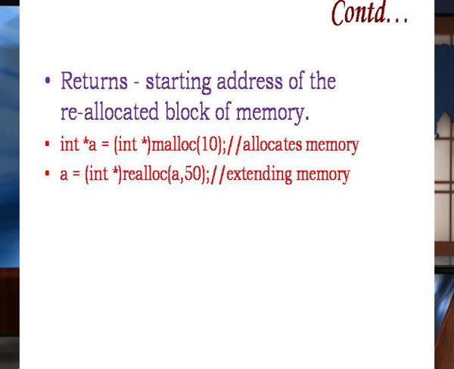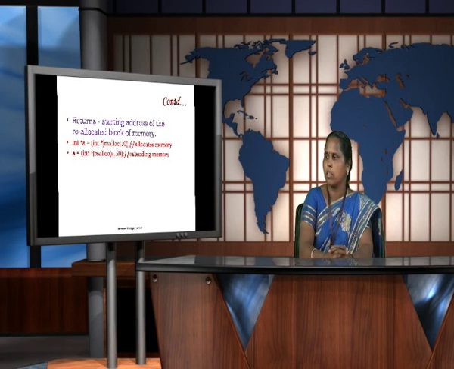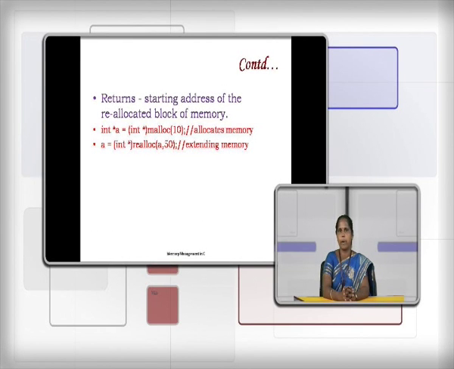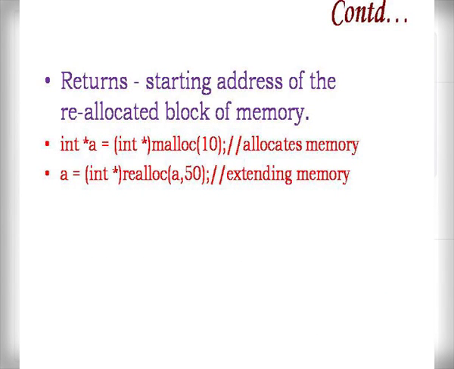The example: malloc of size 10, so here I have allocated 10 bytes. The next statement, realloc, requests 50 bytes, so it extends the already allocated area. It takes 2 parameters. The first one is the address already allocated by either malloc or calloc, and the second parameter is the new requested memory size.